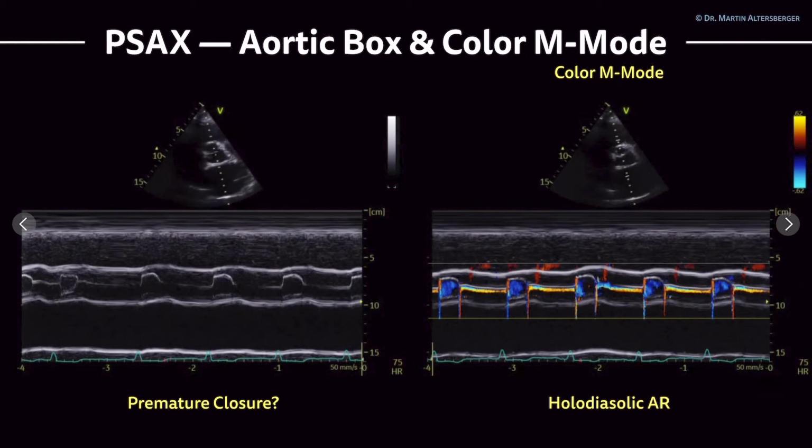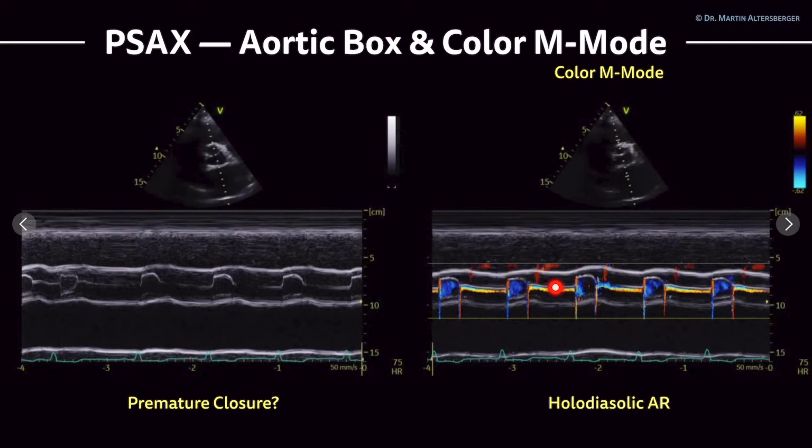When we use M-mode, we see that this resembles the opening and the closing of the aortic valve. This is the M-mode and the so-called aortic box. So this is diastole and this is systole. We do see that there is a certain degree of premature closure of the aortic valve and it doesn't open entirely. But if we add color information to this, here is the opening of the aortic valve and this is the closure.